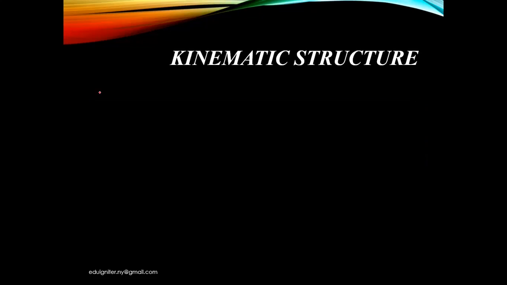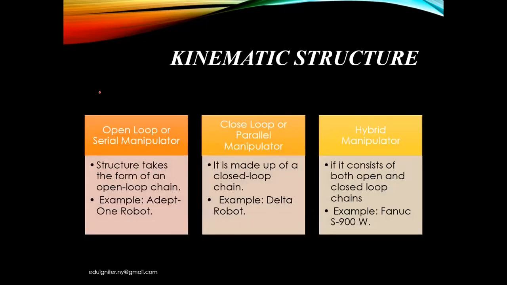The second classification is based on the kinematic structure. The first one is the open loop structure. When the structure takes the form of an open loop chain, it is called an open loop structure. The example of an open loop structure is this. This is the base, this is link number 1, this is a joint, and this is link number 2. And here we have provided some end effector. So this is the open loop or serial manipulator.